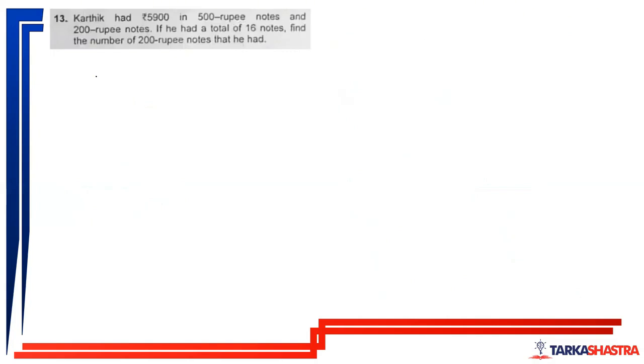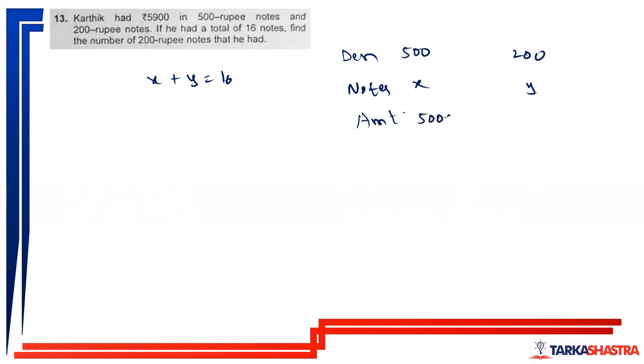And this is a very easy question. Karthik had 5900 rupees in 500 rupee and 200 rupee notes. So he has 500 denomination and 200 denomination. If he had a total of 16 notes, let us say the number of notes are x and y. So total he has 16 notes. Find the number of 200 rupee notes. So what is the amount? If there are 2 notes of 500 rupees, it is 1000 rupees. So if there are x notes of 500 rupees, the amount will be 500x, and if there are y notes of 200 rupees, it will be 200y. The total amount I know is 5900.